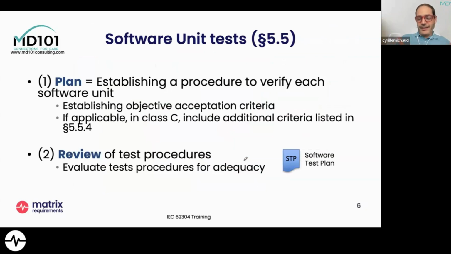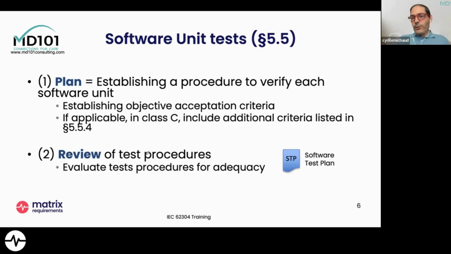First thing, we plan. We plan what we are going to test, what kind of test we are going to plan. Establishing a procedure to verify software units, says the IEC 62304, something which can be quite vague, and that we have to adapt to the technologies that you have in your development tools, in your tool chain, in your product. So we plan something, we review it. Step 2, we evaluate the test procedures for adequacy. We will see how we can do it for unit test.